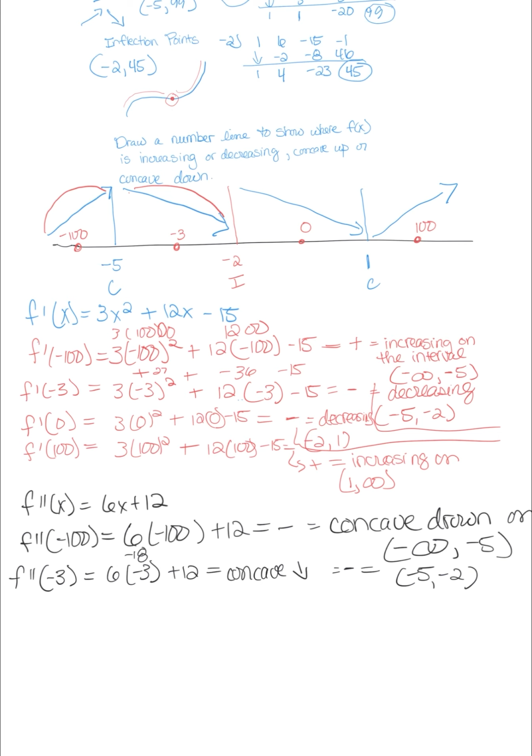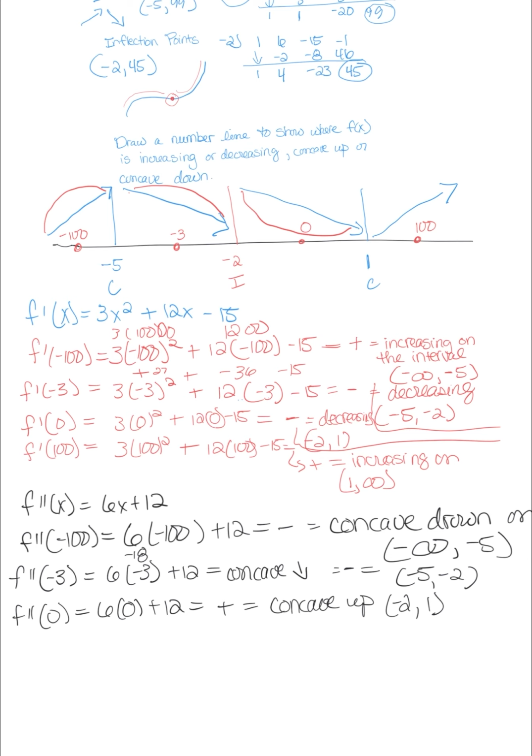Okay. So now let's do our next one. So we have f prime prime of 0 equals 6 times 0 plus 12. Well, now we are positive, so therefore we are concave up. We're smiling on the interval -2 to 1. So we changed concavity here. We went from, let me redo that, we went from frowning to smiling. And you see that happened at an inflection point.